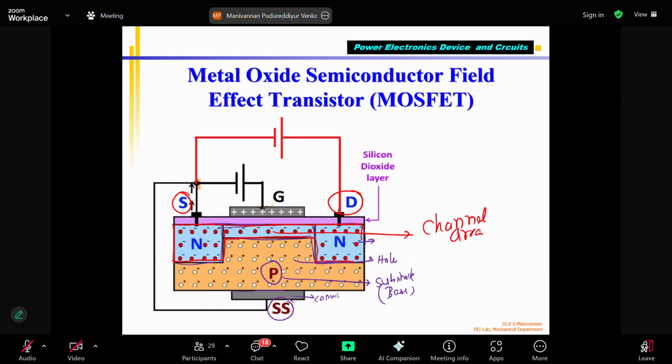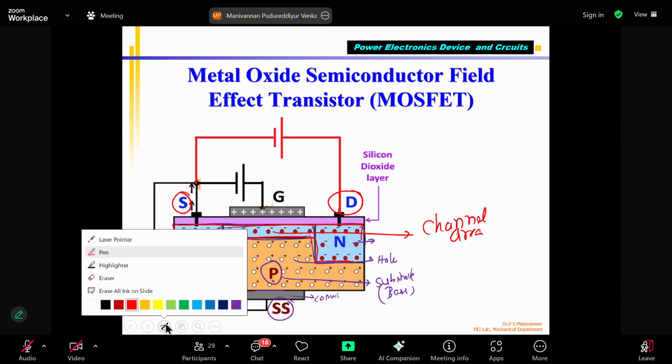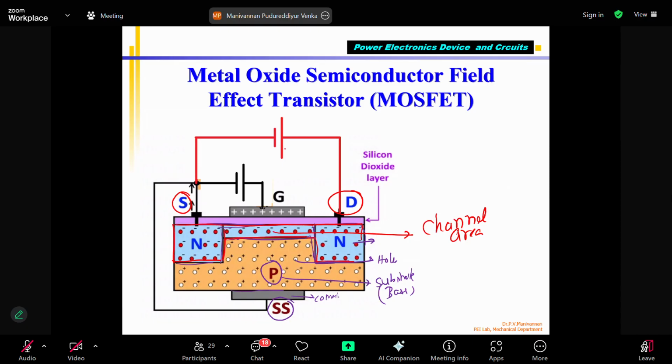This is a continuous path, so current can flow. And what we have done, we have given a voltage, VDS. A positive voltage is connected to the drain, and the negative of that is connected to the source, similar to a FET. So literally it is the same, correct? Because the drain and source are connected through the N material, it is called an N-channel MOSFET. Slight constructional difference is there, you can understand.